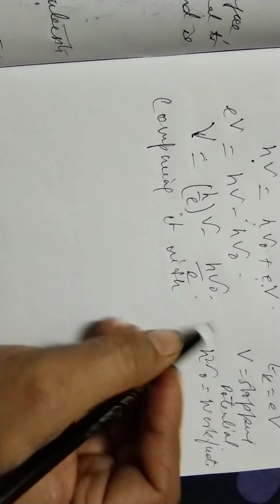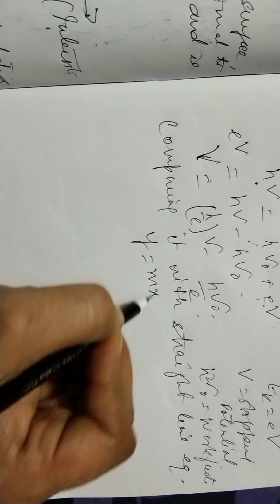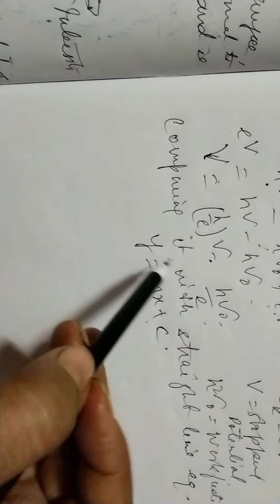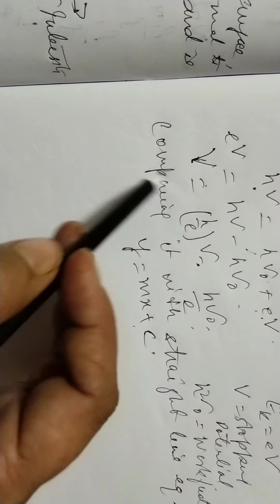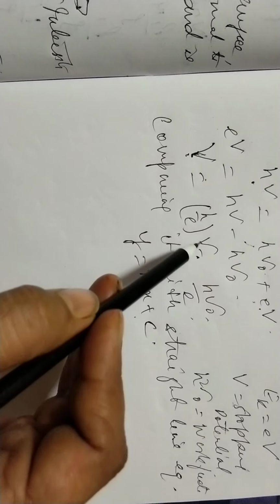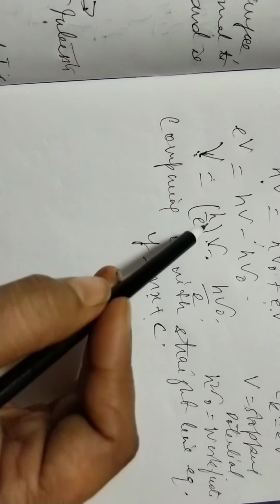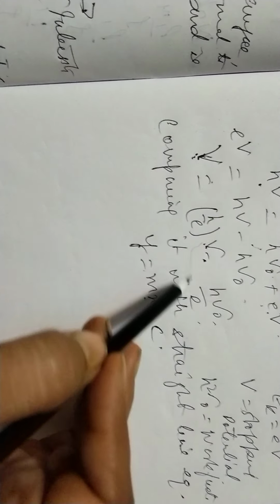If I compare it with the straight line equation, y is equal to mx plus c, if you compare this with this, you will find that we can very well write this equation. This is what we have got, the independent variable is the frequency nu, and the dependent variable is V, that is the stopping potential. Here, if we compare it, this whole value is the intercept. If you get to see the graph, this whole value is given by the term h nu naught by e.